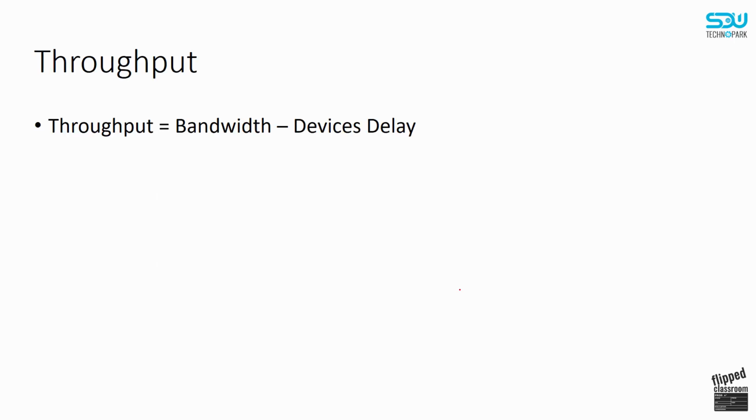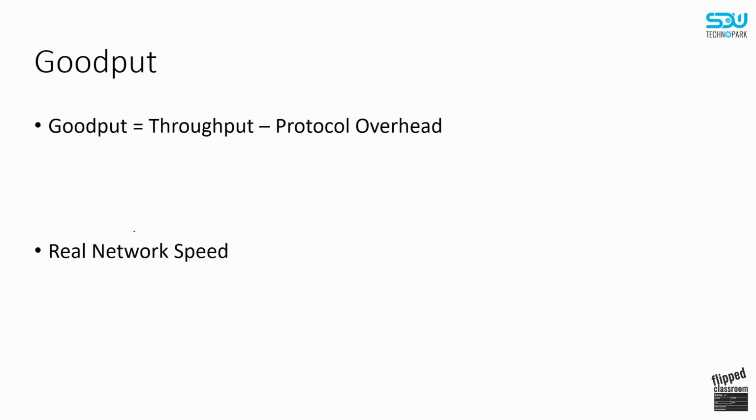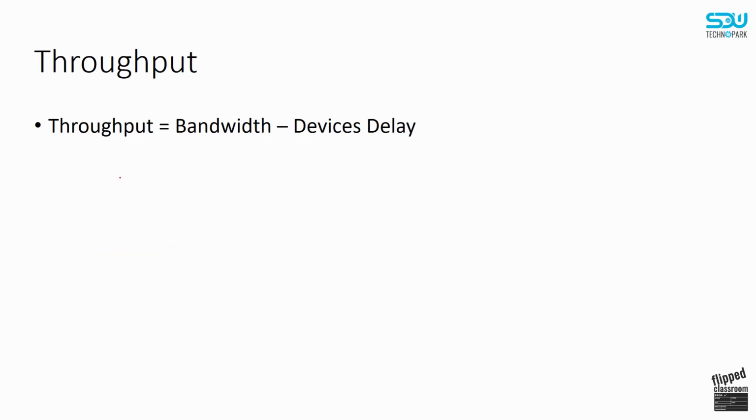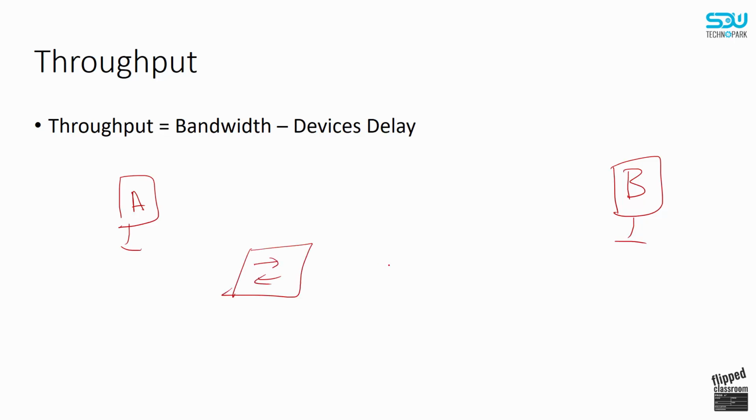What is throughput? The throughput is equal to bandwidth minus device delay. What does it mean? It means that when computer A and computer B are communicating with each other, they are usually interconnected by some intermediary devices. For example, it can be a situation like this. So computer A makes encapsulation and sends the bit code to the switch.